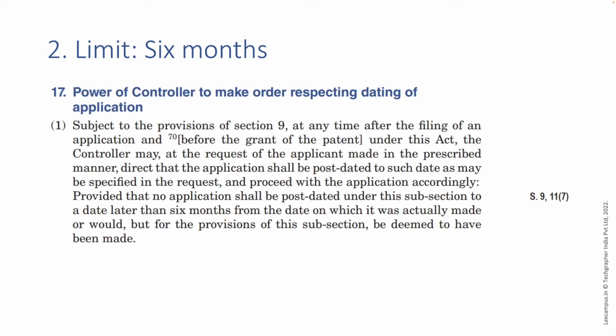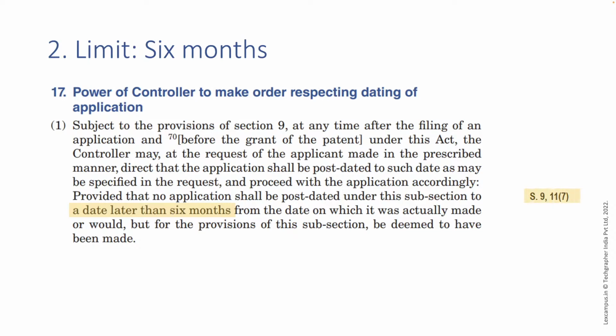Now, the second thing to remember is there is a limit for post dating. You cannot post date an application beyond the statutory limit. Now, we get that from section 17(1), that provided that no application shall be post dated under this subsection to a date later than 6 months. So 6 months is the time period for post dating, and it should not be post dated beyond that.